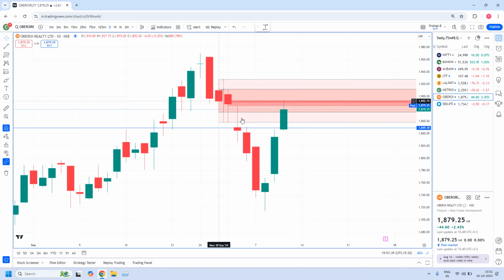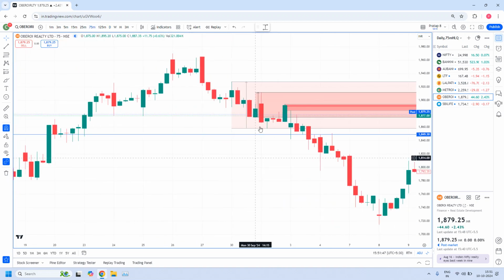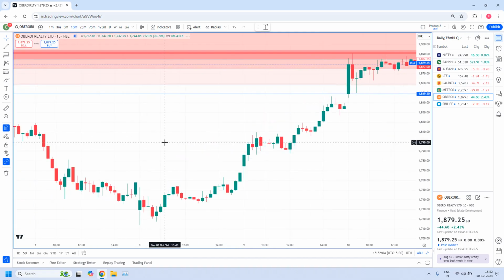So this daily supply zone is a high liquidity supply zone. We need to fine tune with the 75 minutes time frame. Here we have a clear 75 minute structure. We have a drop, a base candle and then again a drop candle. And within this 75 minutes time frame, again you need to fine tune with the 15 minutes time frame.